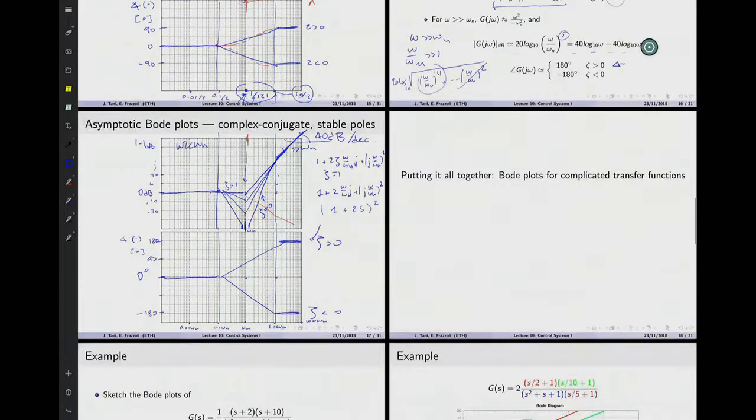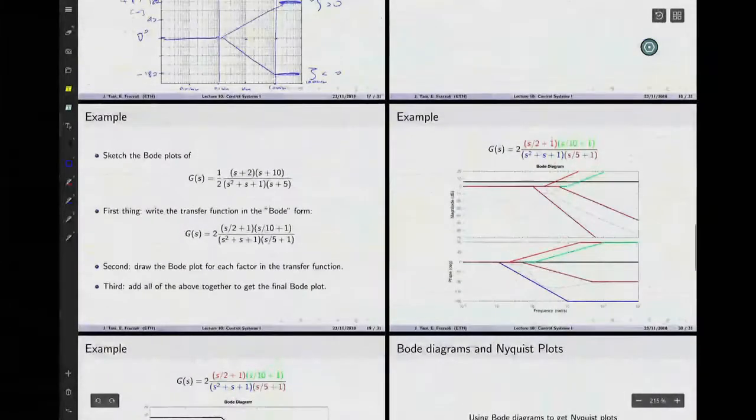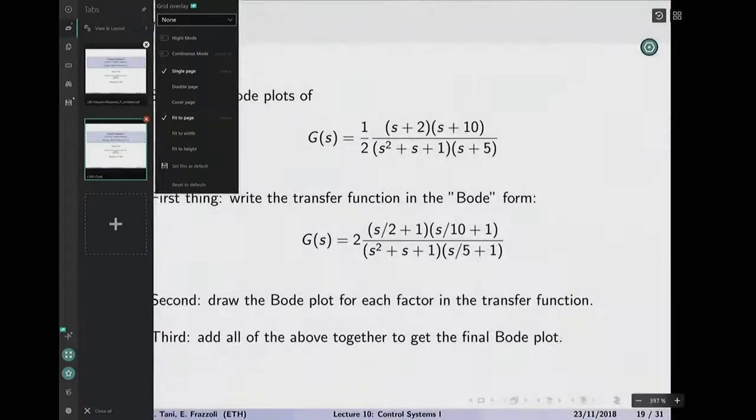Okay, so we understood now the contribution in terms of magnitude and phase of each one of these terms. How do we put things together and actually make something useful out of it? Well, let's look at an example. So let's look at an example, and let me go back to a single page.